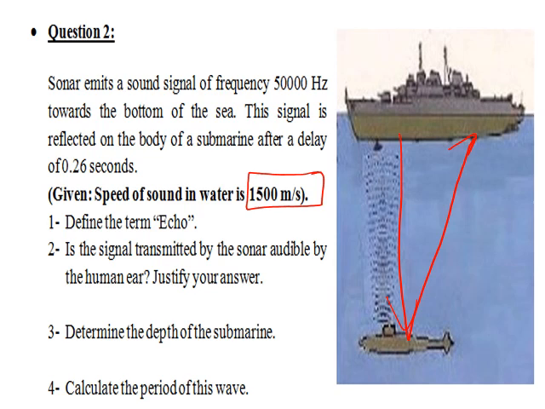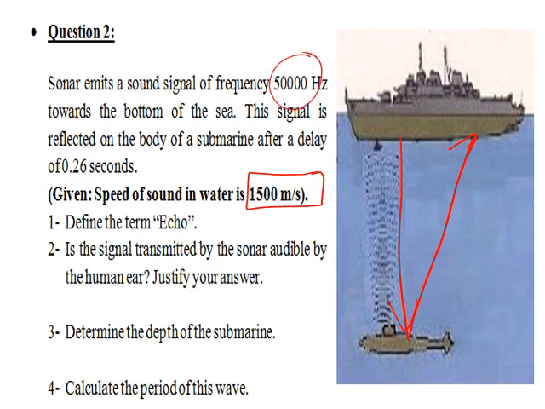It says define the term echo. Echo is the phenomenon of reflection of the sound upon hitting an obstacle. Is the signal transmitted audible by a human ear or not? Justify your answer. This is 50,000.